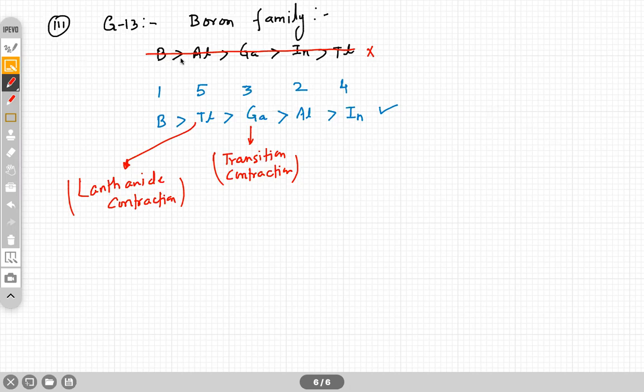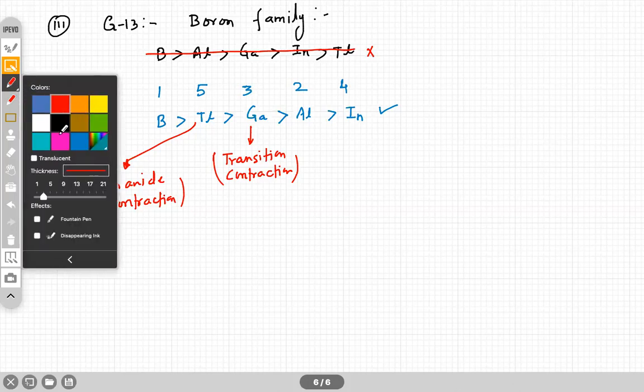This one you're talking about? One, 5, 3, 2, 4 you're considering? This number is the position of elements. Like 1 is the first element, boron. 5 is the fifth element, thallium. 3 is the third element, gallium. Second element, fourth element. Yeah.